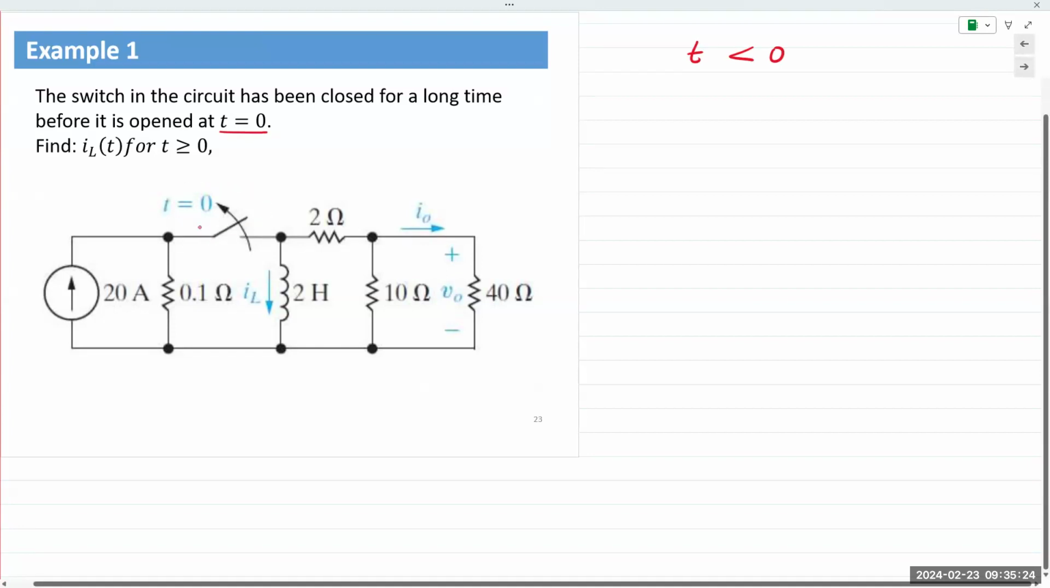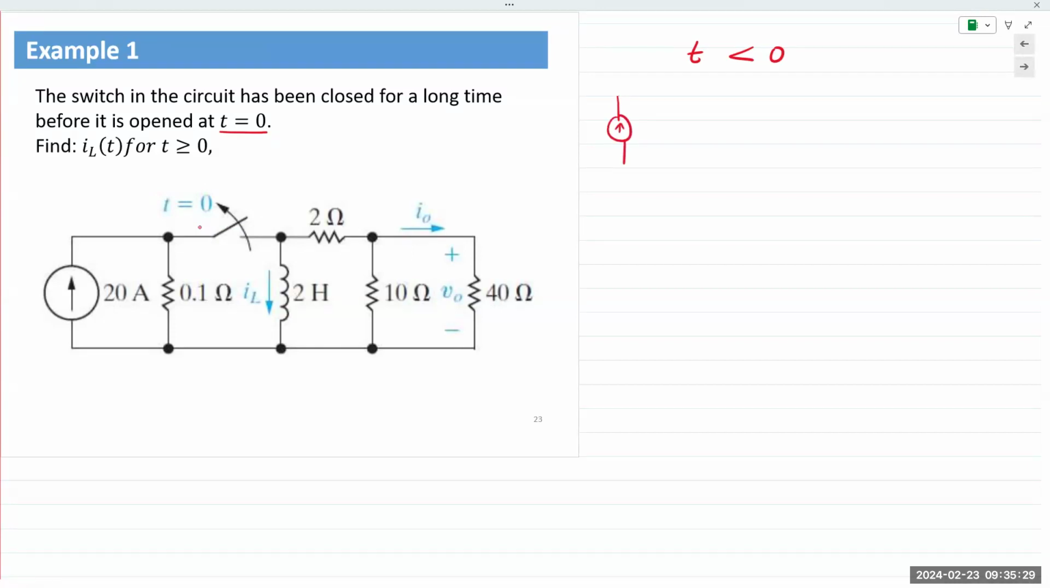So if I draw the circuit for t less than 0, and again, usually I draw this just for my own understanding. Students, I would suggest that you also do the same. Sometimes students like to skip, which is fine. If you're confident in your own abilities, that is absolutely all right. So I have an inductor like this. I have a resistor like this.